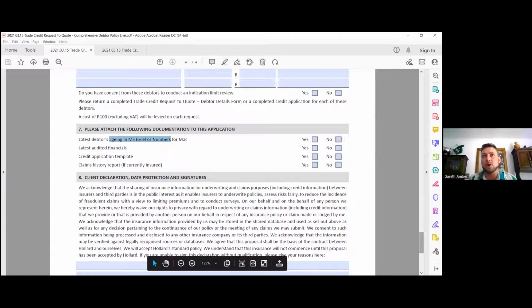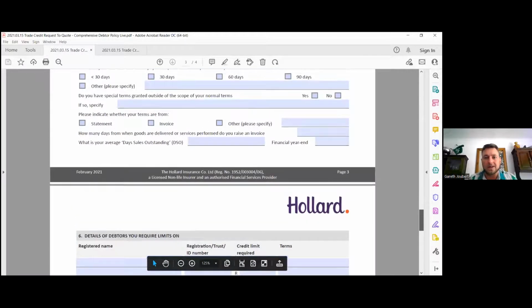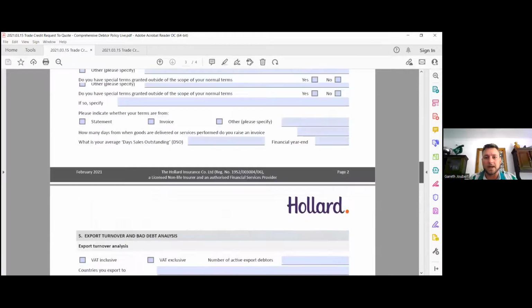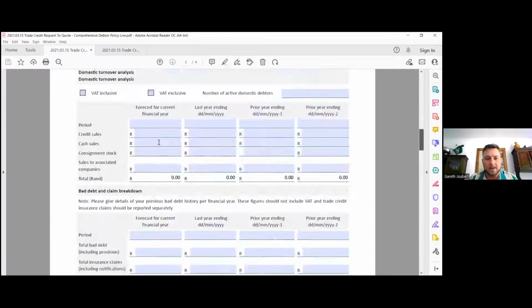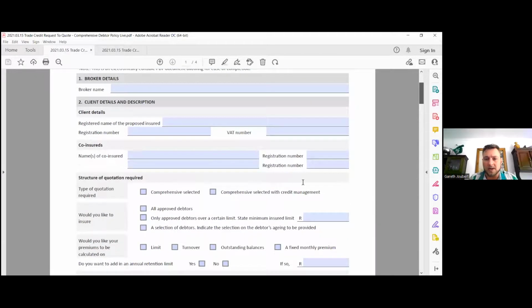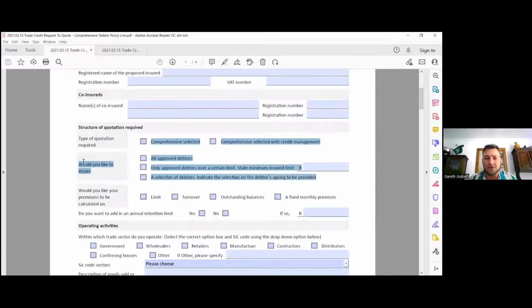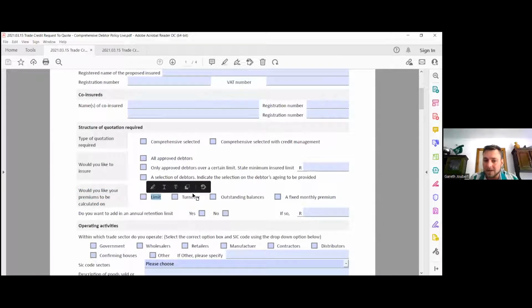That changes the profile of the business significantly and can also change the price that we end up quoting. Okay, so does that make sense? Hopefully that does. That's how you get to a stage of who you'd like to insure. And then, would you like your premiums to be calculated on limit, on turnover, on outstanding balances, on a fixed monthly premium?